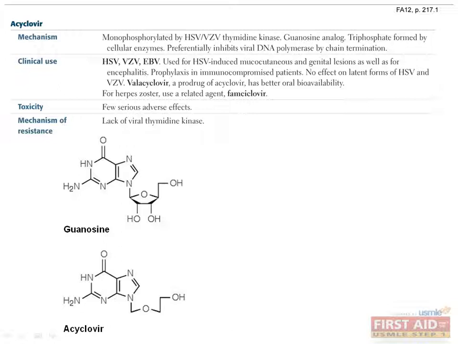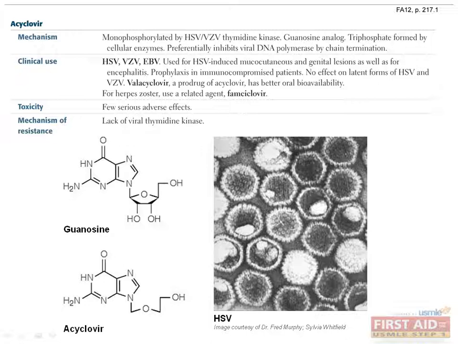Acyclovir is a guanosine analog that is monophosphorylated by HSV-VZV thymidine kinase, preferentially inhibiting viral DNA polymerase by chain termination. This agent is active against HSV, VZV, and EBV. It is used to treat HSV mucocutaneous and genital lesions, and encephalitis caused by the aforementioned viruses. This is also considered a prophylactic agent in immunocompromised patients. It should be noted, however, that acyclovir is only effective against active HSV and VZV, not the latent forms.